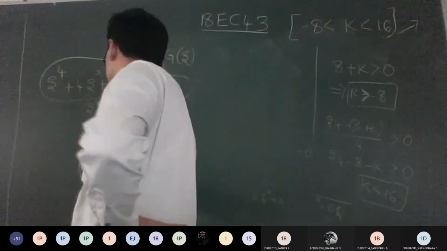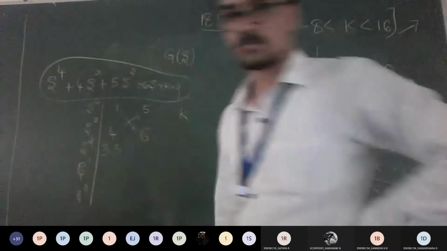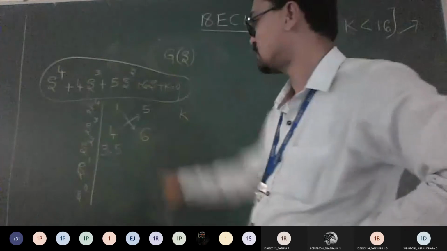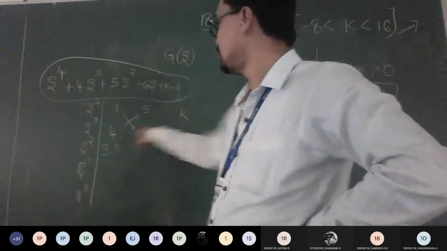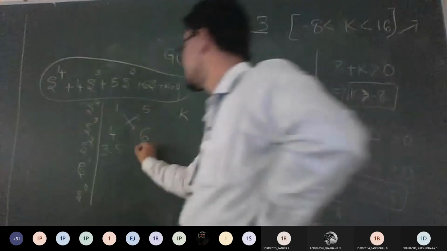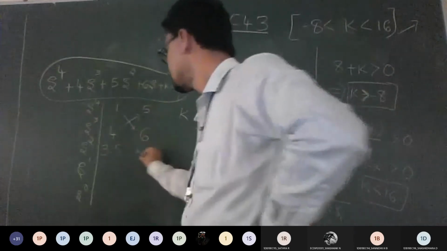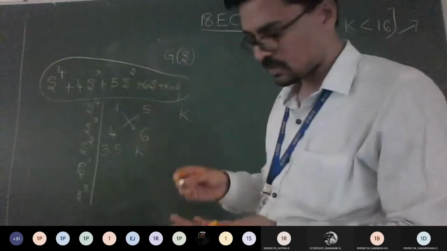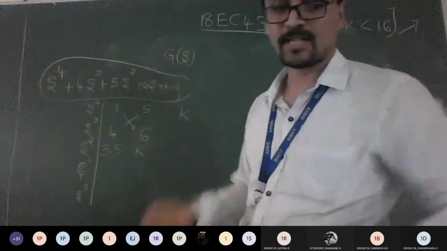Correct? Right? Next, what about this answer? It's 4 into k minus 0 divided by 4. I think it is nothing but k only. Agree? Is it okay?